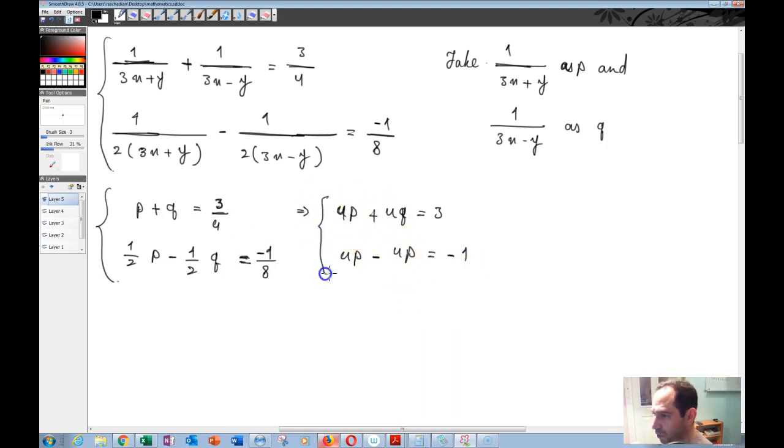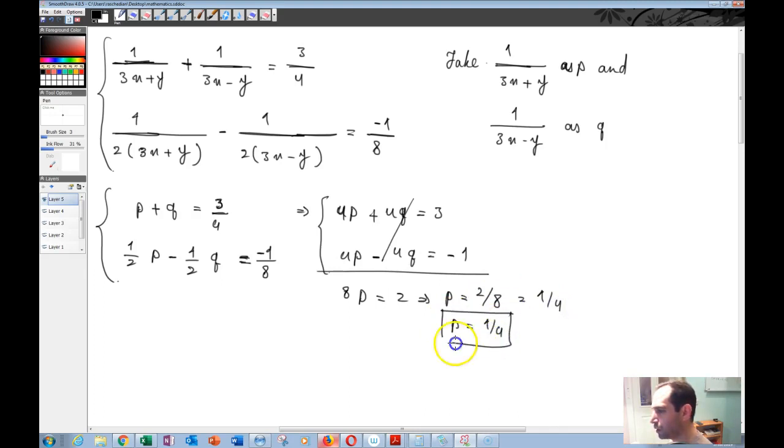So then if you want to solve these two equations, you can just simply add them up. And that's Q actually, this is supposed to be Q. Okay, so now these two will simply cancel out, and then you have 8P is equal to 2, so that means that P is equal to 2/8, which is equal to 1/4.